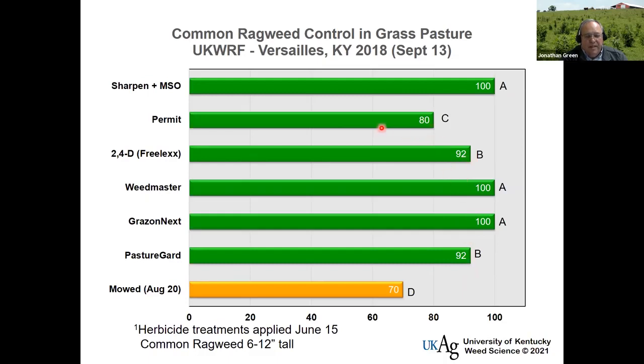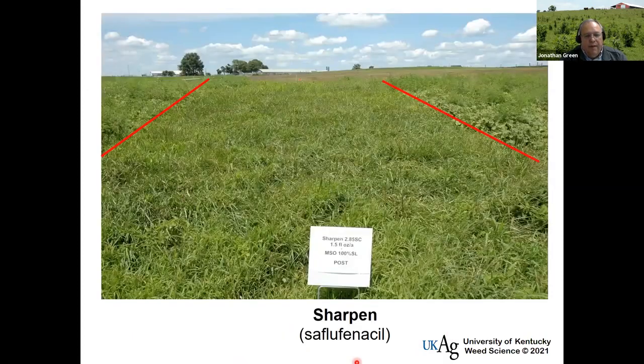The Permit was even less than that. But as far as the Sharpen doing as well as these other two herbicides, it was as effective for targeting weeds that are a foot tall or less. Here's kind of what it looks like. The Sharpen. Here's an untreated border on each side of these plots. And as you can see, we have a lot of green growth here. Looks a lot better than what we have, and I'll show you here in a minute.